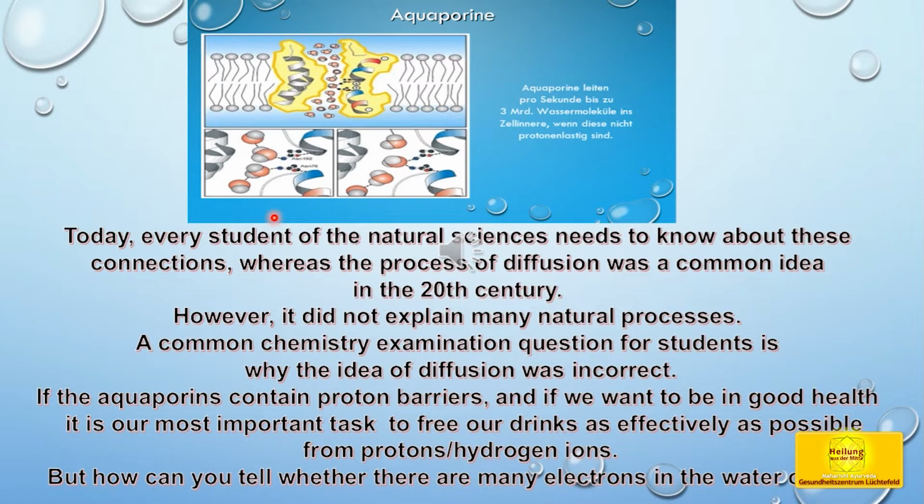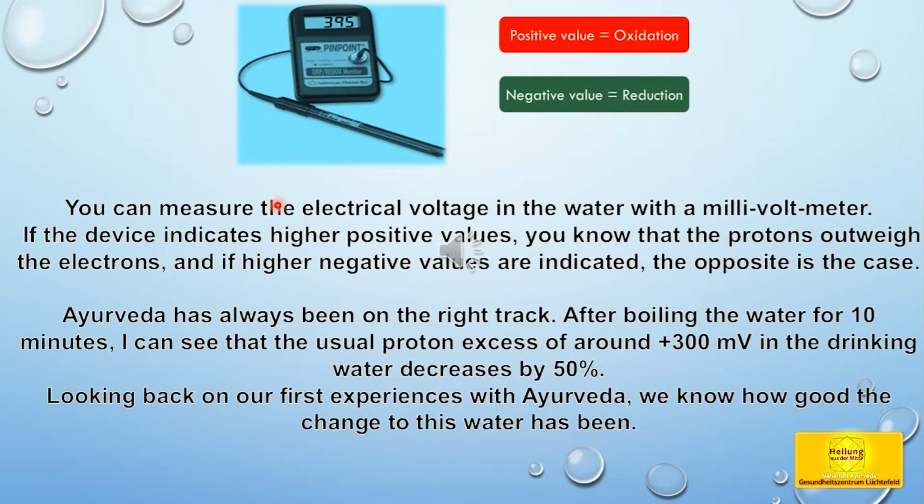But how can you tell whether there are many electrons in the water or not? You can measure the electrical voltage in the water with a millivolt meter. If the device indicates higher positive values, you know that the protons outweigh the electrons, and if higher negative values are indicated, the opposite is the case.